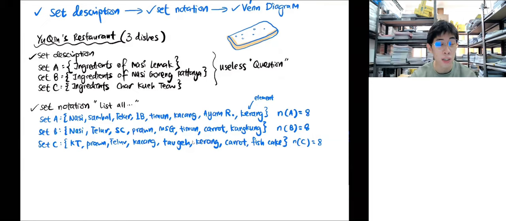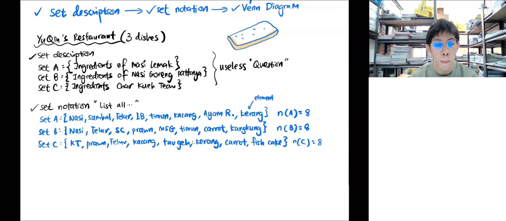Yeah, correct, Jachin. A few of you mentioned that, because there are repeated elements, you're right. For example, kangkong. Eh, no, kangkong didn't repeat, sorry. Carrot, then kerang repeats, telur, nasi. It repeats in a few elements, correct?